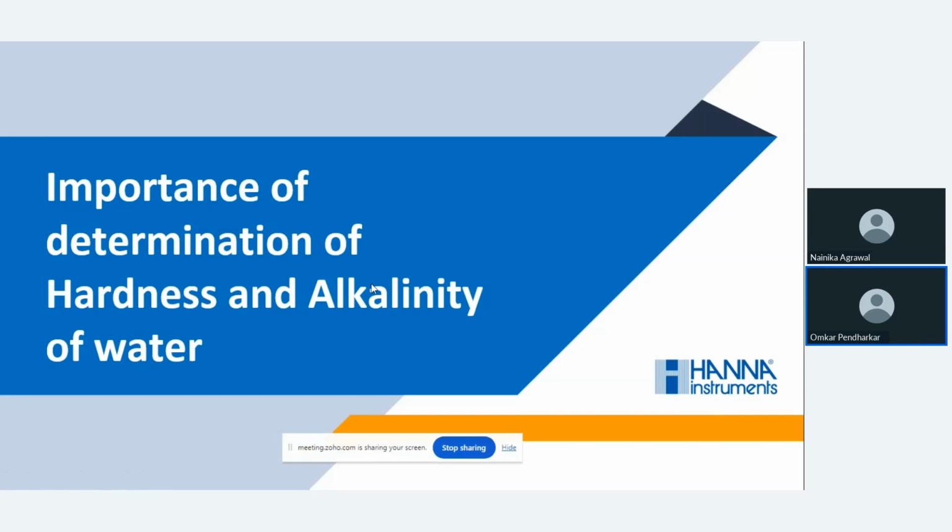So today we are going to see the importance of determination of hardness and alkalinity of water in water industries. In water treatment plants and water quality measurements, hardness and alkalinity are the key parameters which can affect the water quality for industrial water as well as household water. We will see the concept of hardness and alkalinity, the main reasons or causes for the alkalinity and hardness, and the effect of these parameters.